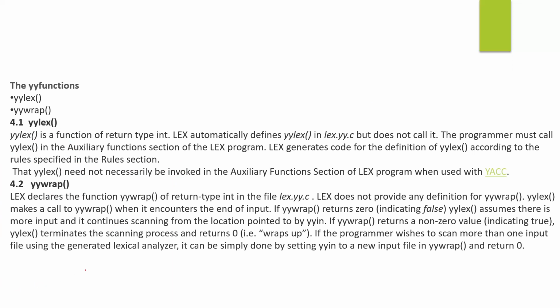If yywrap returns 0, it indicates false. If it returns 1, it indicates true. If it returns 0, yylex assumes there is more input and continues the scanning from the location pointed to by yyin. And if yywrap returns a non-zero value, it indicates true, and yylex terminates the scanning process and returns 0.